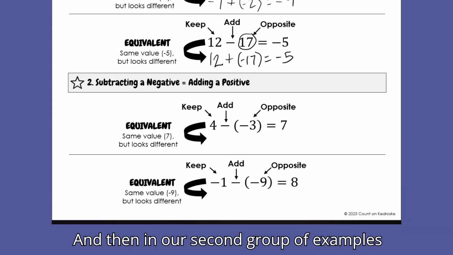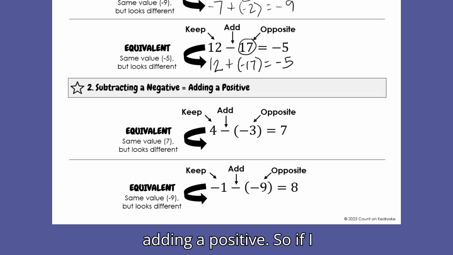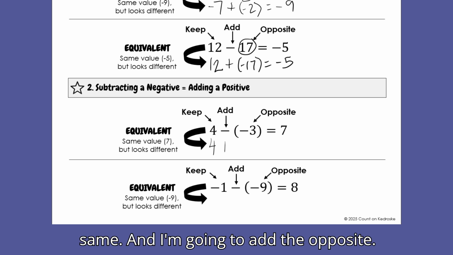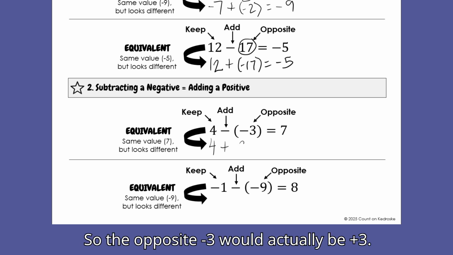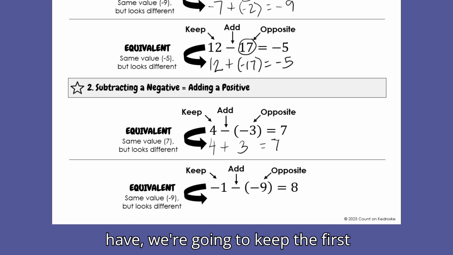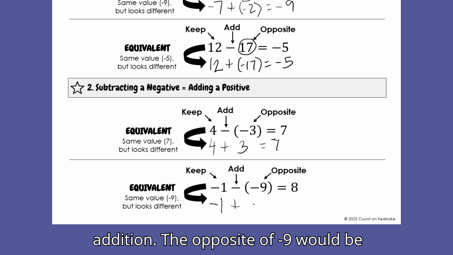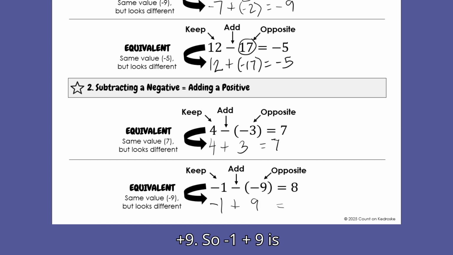And then in our second group of examples, we have subtracting a negative equals adding a positive. So if I keep the first number the same, and I'm going to add the opposite. So the opposite of negative 3 would actually be positive 3. So 4 minus negative 3 equals 7, and 4 plus 3 equals 7. And then the last example on this page, we're going to keep the first number the same, change subtraction to addition. The opposite of negative 9 would be positive 9. So negative 1 plus 9 is positive 8.